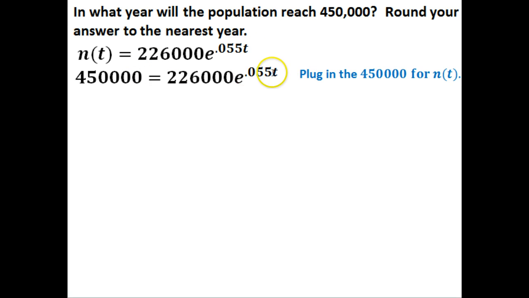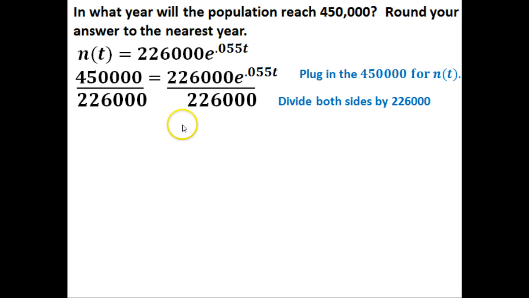450,000, that's all I did. And now what I'm going to do is solve this one for t. Well, if I'm going to solve this one for t, I've got to get everything else on the other side. So the first thing that I'm going to do is get rid of that 226,000. I'm going to divide both sides by 226,000. Okay, and for that you just plug it right into your calculator, 450,000 divided by 226,000.